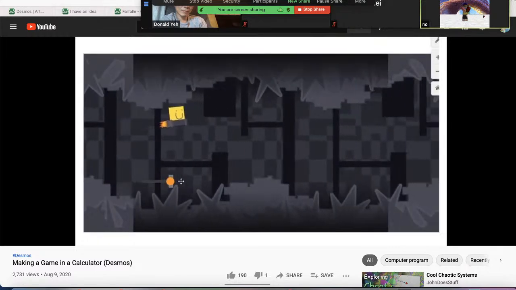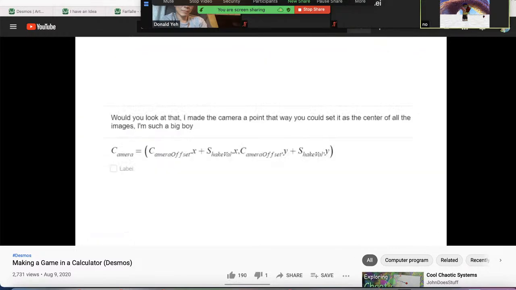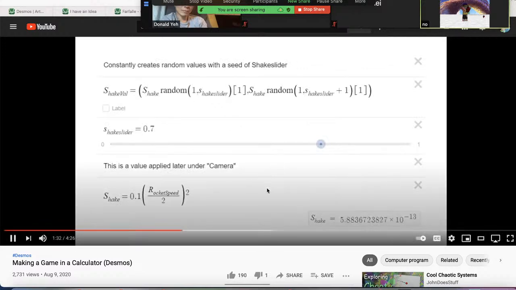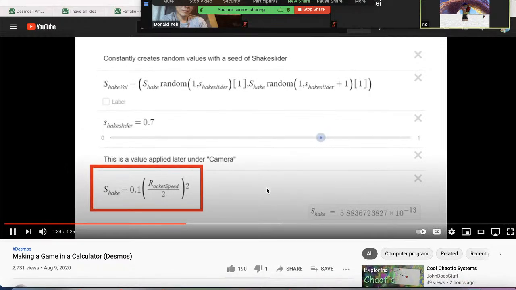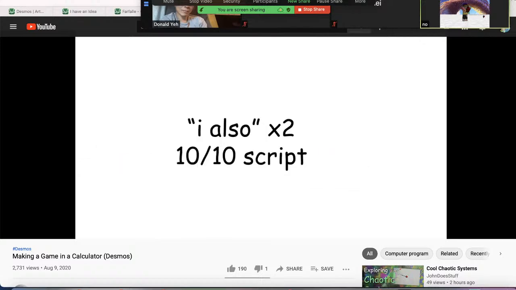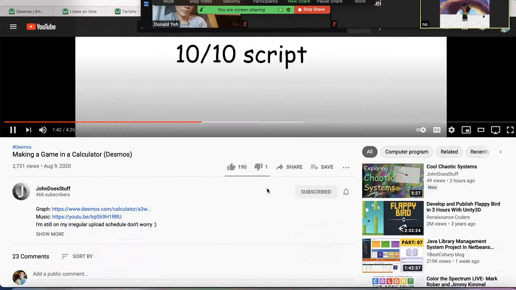To do this, I made a variable to store the camera as a point and positioned my existing assets relative to that point. I then defined the camera, including a shake point, which was just based off a slider as the seed of a pseudo-random number. I also decided to scale the shake quadratically based off your current speed to make it feel like you were actually moving. I also applied the shake twice to the rocket for some extra effect.